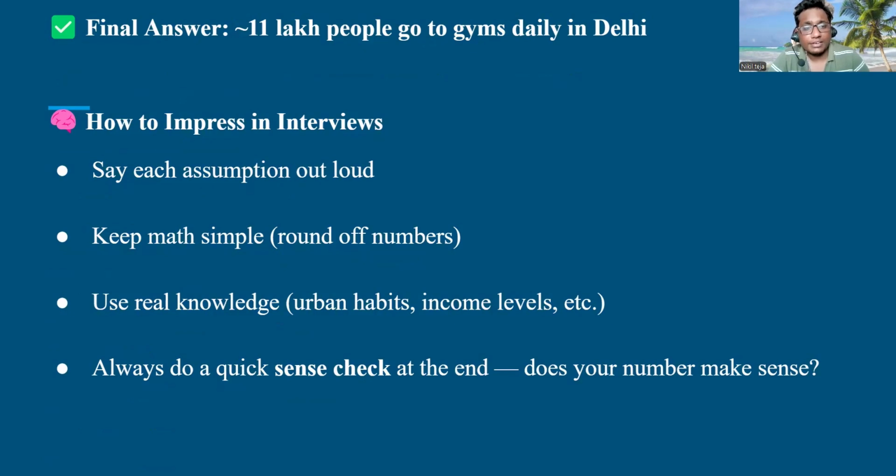Next, use real knowledge: urban habits, income levels. You need to know some basic must-know numbers, guys. You cannot say Delhi's population is around 40 crore. It is not believable, right? You cannot say Delhi's population is 30 crore people in a guesstimate, it is not believable. So you need to know some basic numbers. Always do a quick sense check at the end. Does your number make sense? Or do some checks.